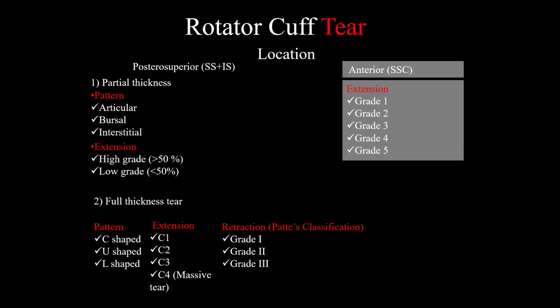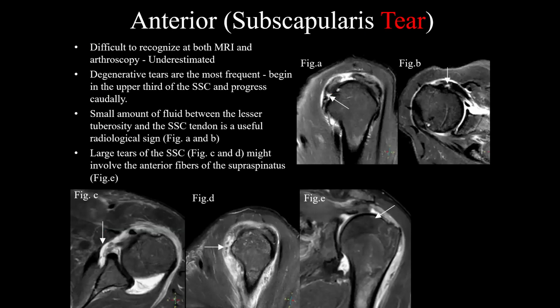Talking about the anterior location, that is involvement of the subscapularis tendon, these tears are difficult to recognize on MR image and arthroscopy. Degenerative tears are most frequent. They begin in the upper third and progress caudally. For grade 1 tear, as seen on figure 1A and B, small amount of fluid is a useful sign. Large tear of subscapularis show retraction of bone tendon with associated subluxation of the biceps tendon as seen in the figure C. It can also involve adjacent anterior fiber of supraspinatus muscle as seen in the figure E.